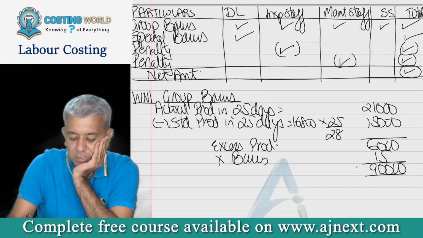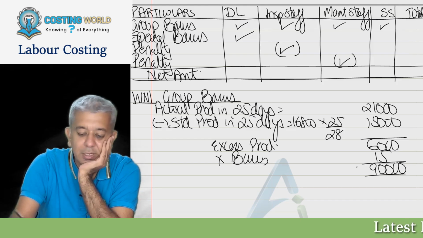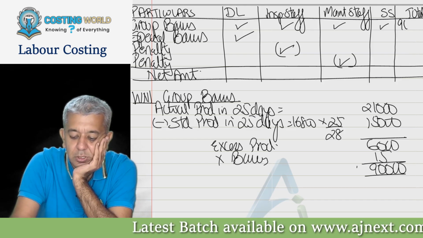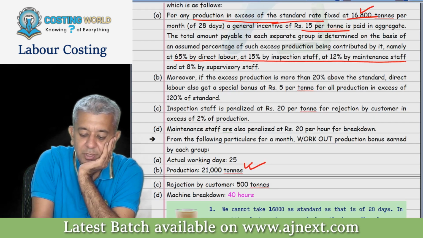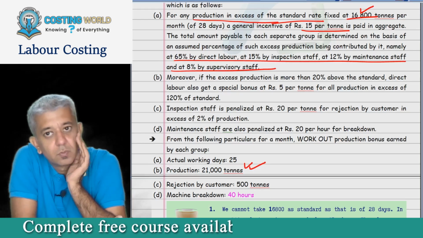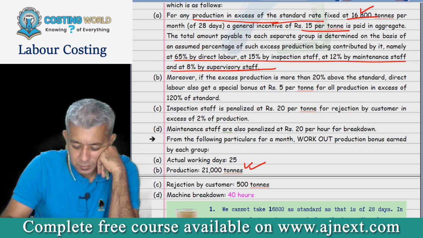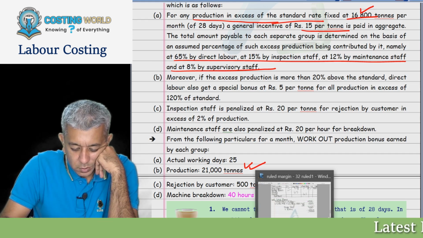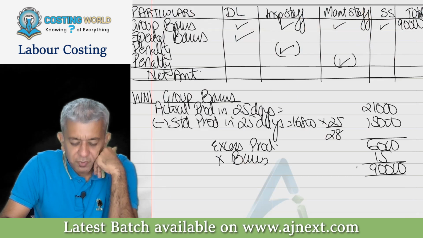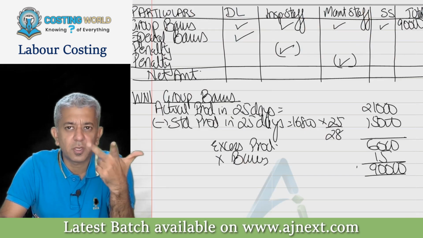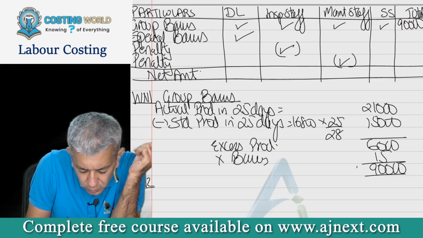Now 90,000, just everybody does one thing. Put that 90,000 in the last column under the group bonus and please divide that in this ratio among the 4 people. Done, everybody? So 58,500, 13,500, 10,800, 7,200. I guess these are the 4 numbers. Okay. Write down working note 2, special bonus.